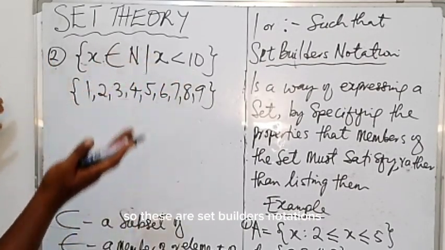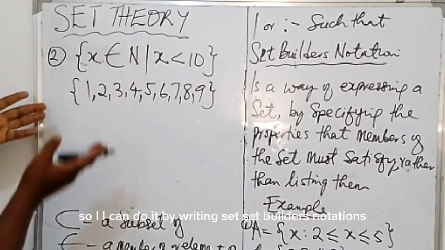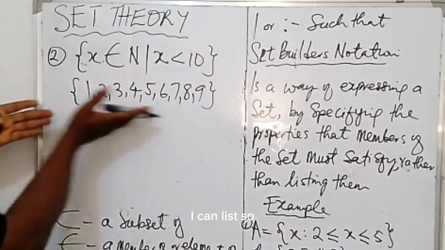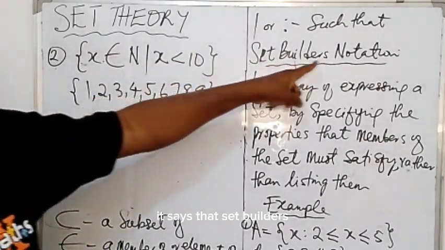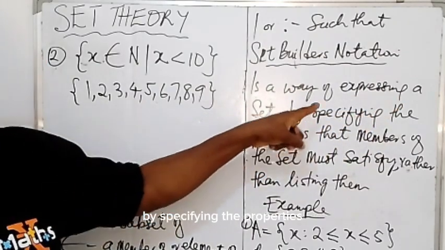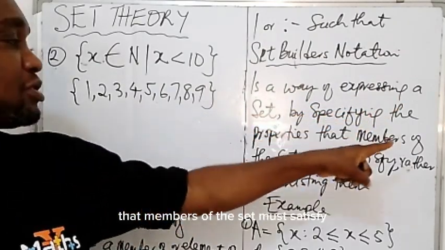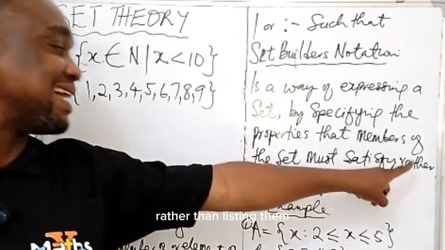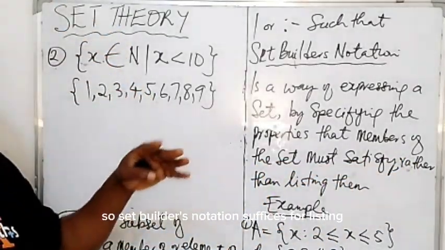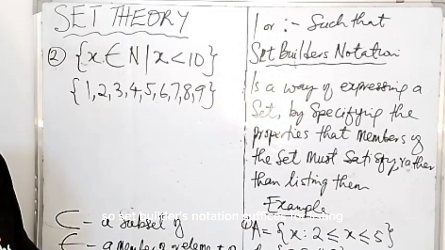So these are set builder notations. I can do it by writing set builder notation, or I can list. So set builder notation is a way of expressing a set by specifying the properties that members of the set must satisfy rather than listing them. So set builder notation suffices for listing.